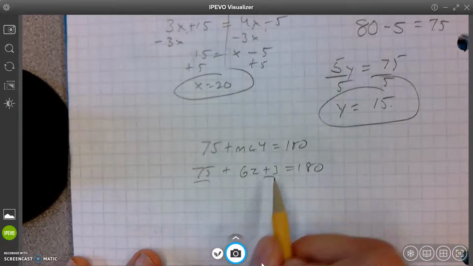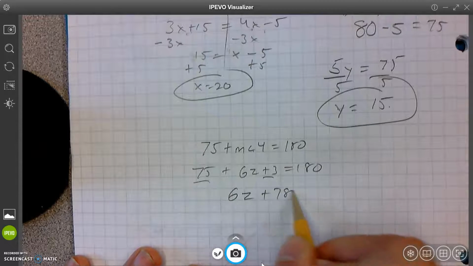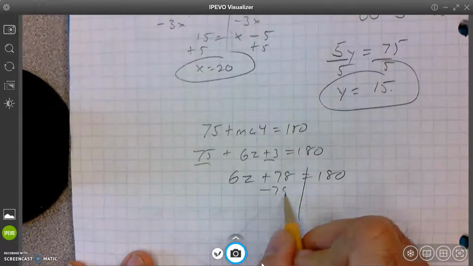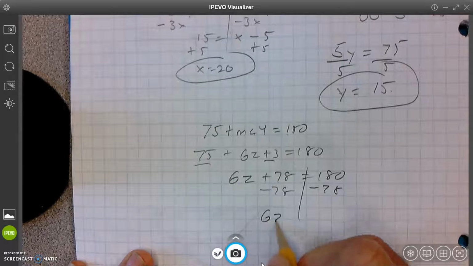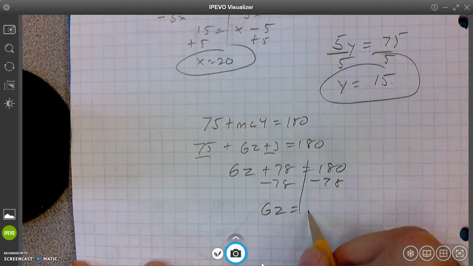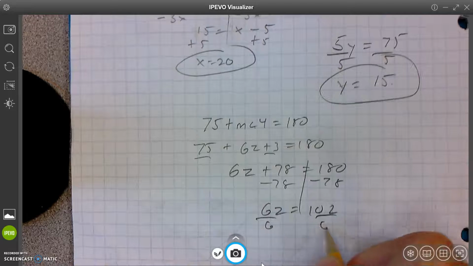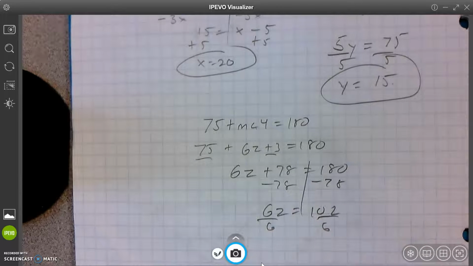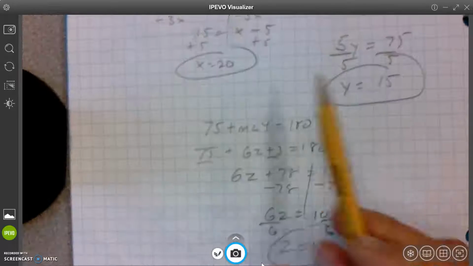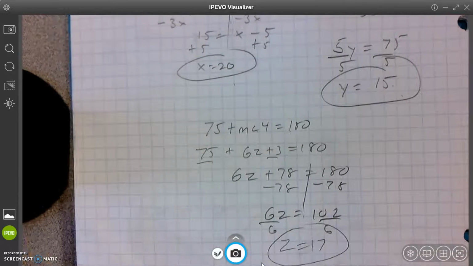Now we're going to solve. Combine like terms. 6z plus 78 equals 180. Minus 78. 6z equals, solve it with me. What is that? Yeah, 102. Divided by 6. 102 divided by 6 is 17. There you go. So x is 20, y is 15, and z is 17 for all these.